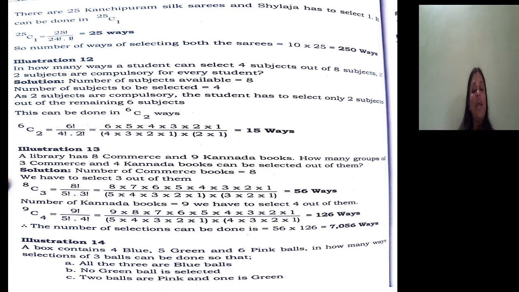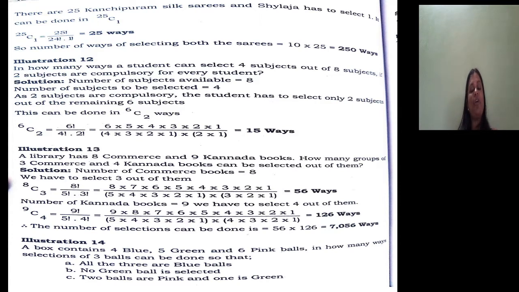So, a library has 8 Kannada... 8 English books and 9 Kannada books. How many groups of 3 English books and 4 Kannada books can be selected out of them? There are how many English books? 8. How many should be selected? 3. 8C3 ways of selecting English books, 9C4 ways of selecting Kannada books. So 8C3 into 9C4 will give the answer.